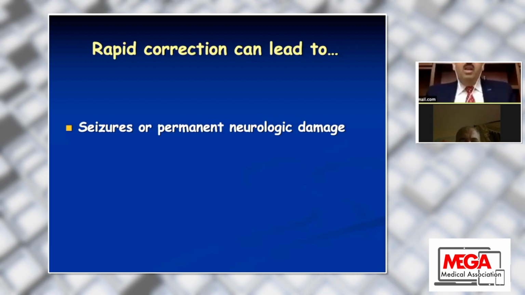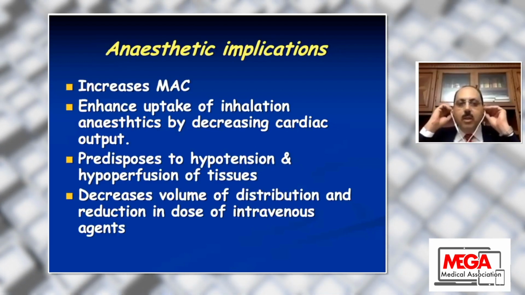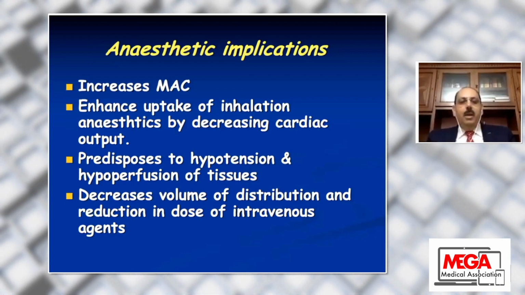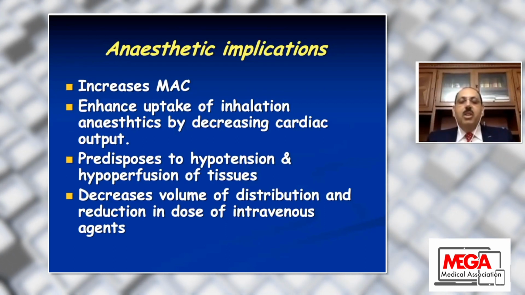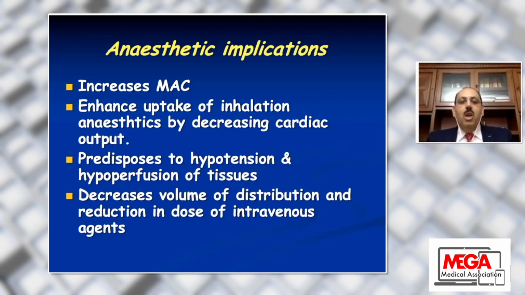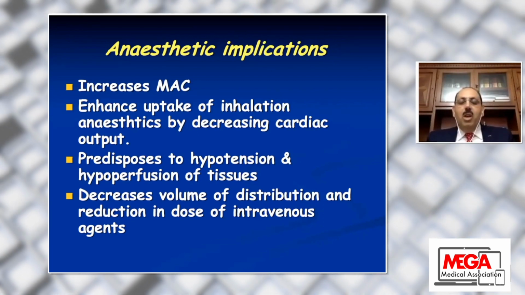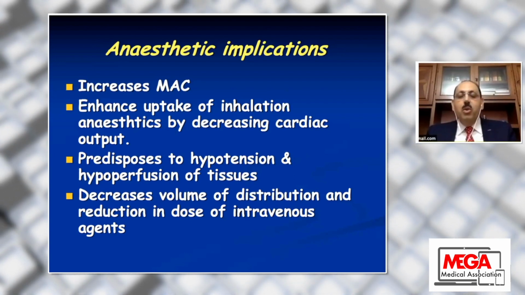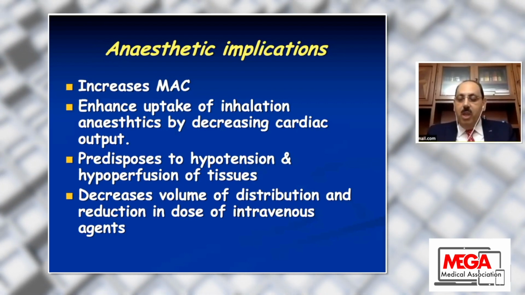Anesthetic implications in hypernatremia: there is increased MAC, and consider enhanced uptake of the inhalation anesthetic, causing myocardial depression and decreased cardiac output. Also, this patient is predisposed to hypotension and hypoperfusion. Also, with the contracted volume or decreased volume of distribution, the dose of intravenous anesthetic agent should be reduced.